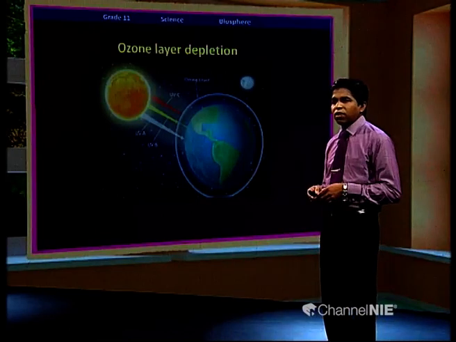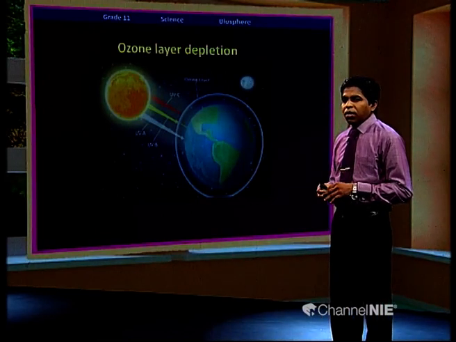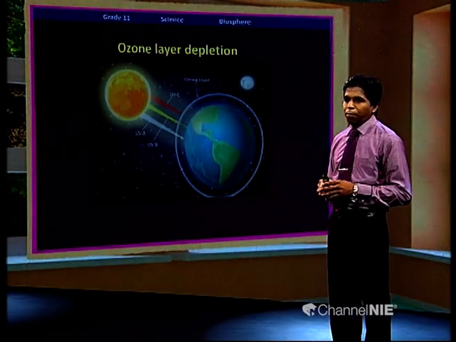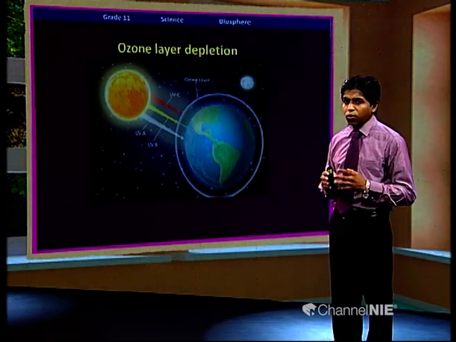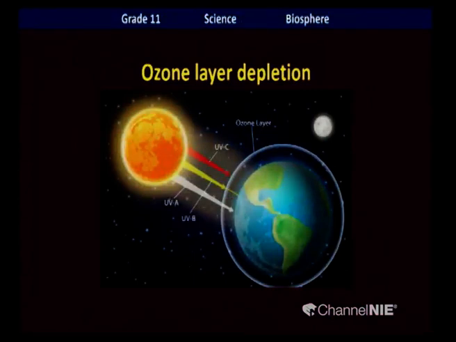Next direct effect of environmental pollution: ozone layer depletion. Before the depletion of the ozone layer, let's see what is the role of the ozone layer. What is the main function of the ozone layer? The ozone layer is made of O3 gas, ozone, and it is naturally formed in the upper atmosphere due to the breaking down of oxygen gas by ultraviolet rays. Then this atomic oxygen combines with O2 and forms ozone gas.